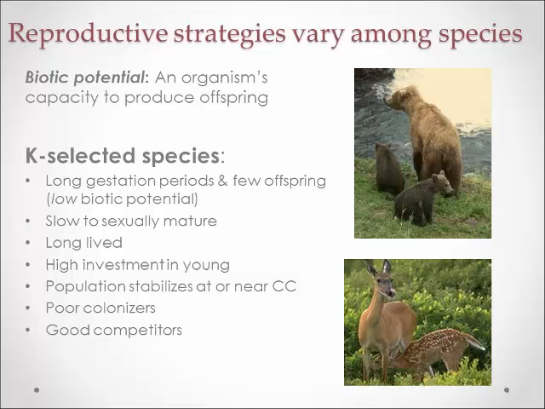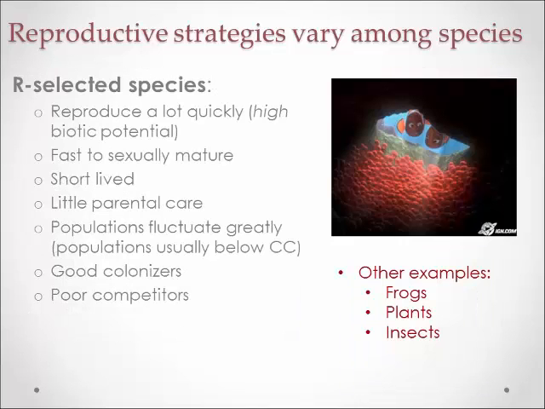Characteristics of K-selected species are long gestational periods, few offspring, high investment in offspring, slow sexual maturity, population stabilization at or near carrying capacity, and poor colonization success but high competition success. Bears, whales, and deer are examples of K-selected species.